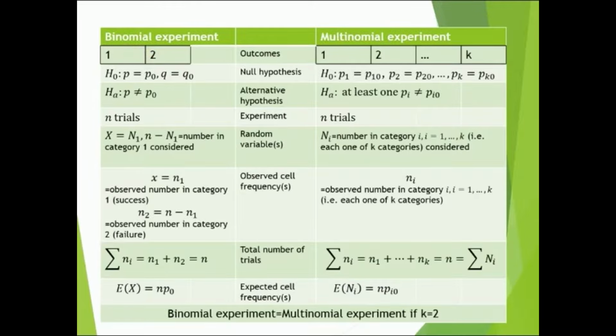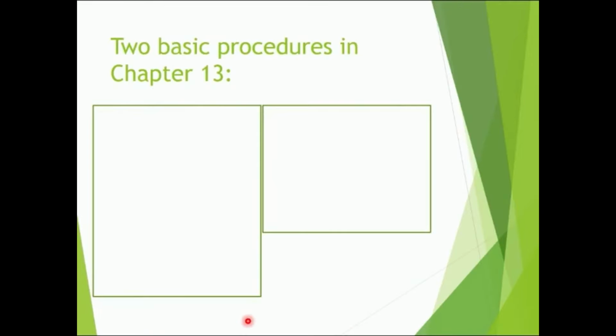In this chapter, we're going to look at two basic procedures. We're going to look at one-way frequency tables, which has one row or one column, with J columns or categories, or it can be the other way around as well. But let's consider, first of all, one row with J columns, or it can be one column with J rows as well. But let's stick to one row, J columns.